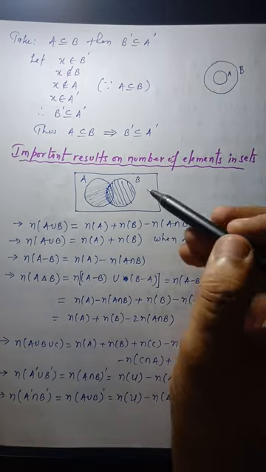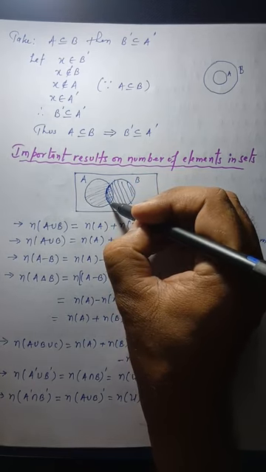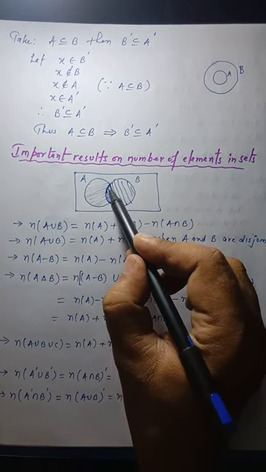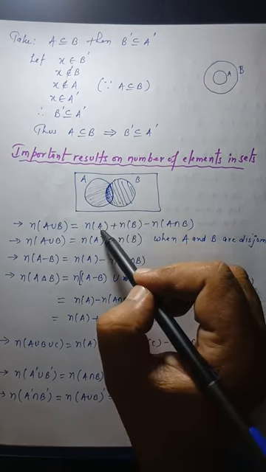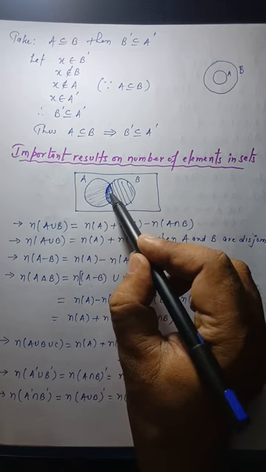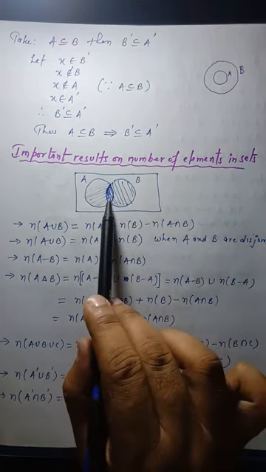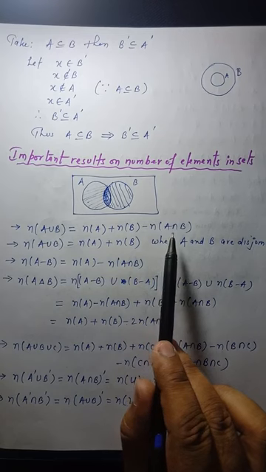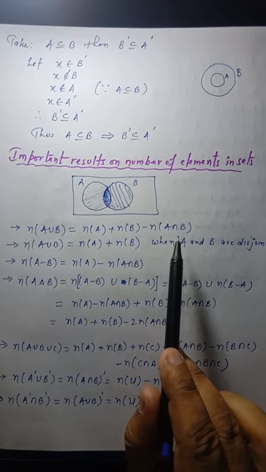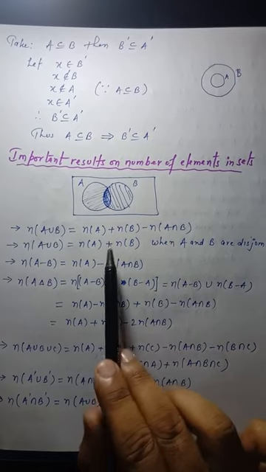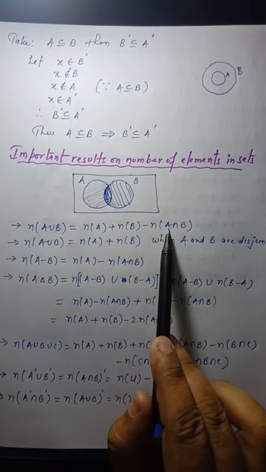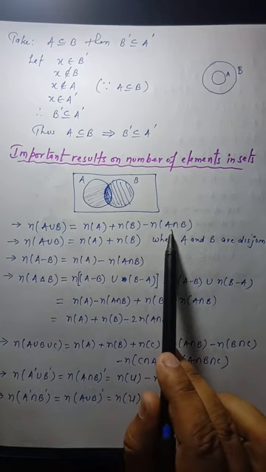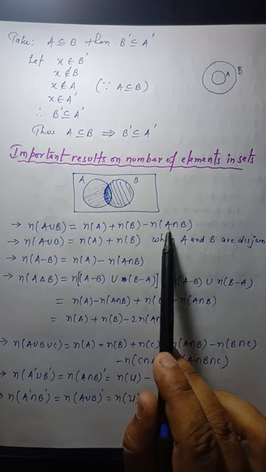But please focus here, actually this part we have taken 2 times, because while we were taking A, we considered this part, and when we were taking B we had already considered this part. It means we have taken this part 2 times, so that's why we have to subtract one part. So this is the final formula: n of A union B is equal to n of A plus n of B minus n of A intersection B, the common part.